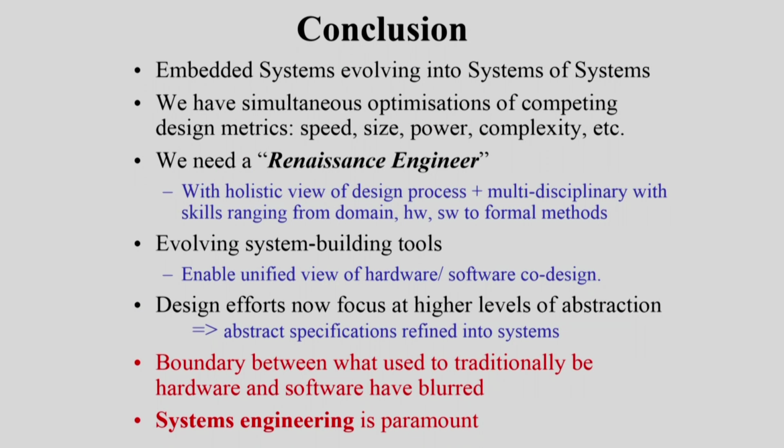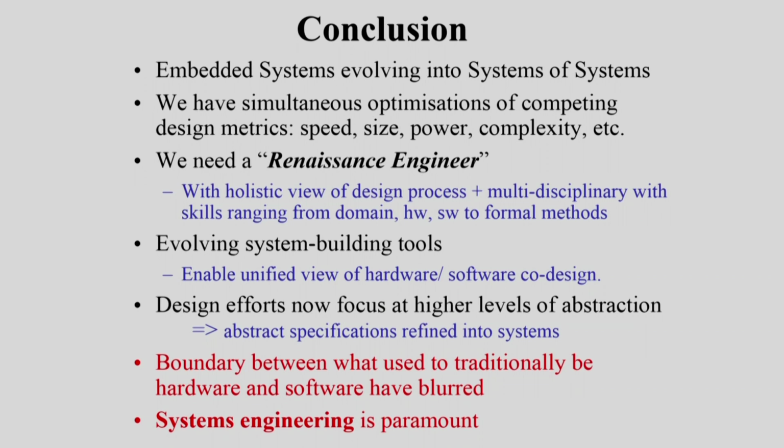evolve the students into dealing with systems of systems, where they have to simultaneously optimize lots of design metrics like speed, size, power, complexity, etc. Because these robots are autonomous, they have got to make sure that the battery lasts as long as they need it. They need to become renaissance engineers with a very holistic view of the design process, who should be multidisciplinary. The teams are typically one electrical engineer, one computer science guy, one guy from mechanical engineering, and so on.